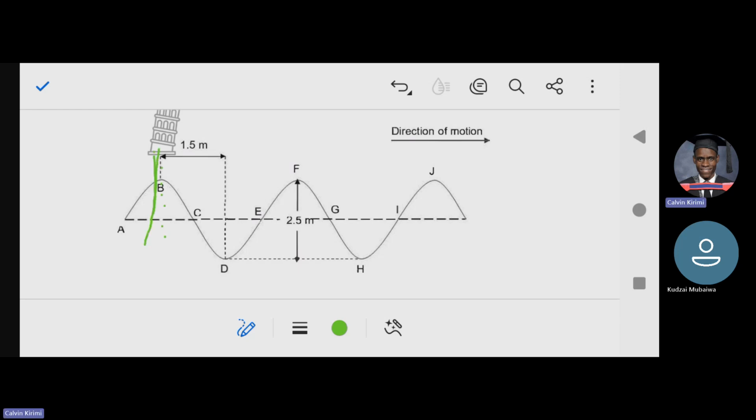oscillation. From here it's a crest, then if I reach here, another crest. So the time taken for me to repeat this pattern: I go down, go up, like that. Now I'm repeating. Before I repeat, I've completed this. It's already a cycle.